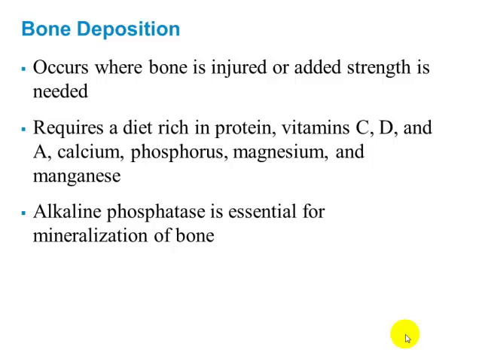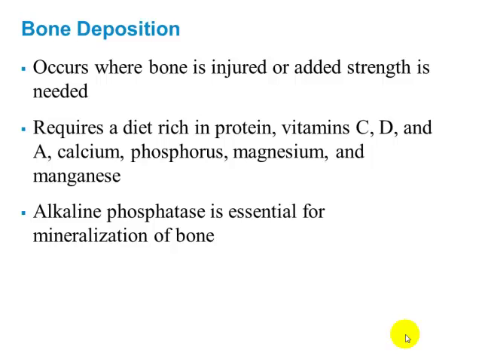What allows for bone deposition to occur? We need certain things, right? We need certain vitamins. Vitamin D is a big one, but we also need things like vitamin C and vitamin A. Those will help deposition to occur. You do need an amount of protein, because in addition to those inorganic minerals in bone, we also have that organic matter, the glycoproteins, proteoglycans, the collagen. Okay. We also need those minerals, calcium, phosphorus, and also magnesium and manganese. Right? These also work as kind of cofactors to allow that mineralization to occur.